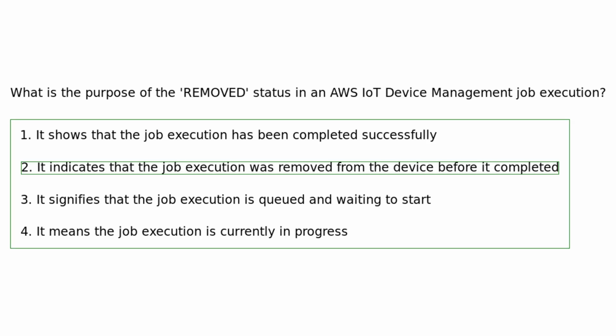The removed status in an AWS IoT device management job execution indicates that the job execution was removed from the device before it completed. This can happen if the job was cancelled or if a new job was sent to the device replacing the current job.